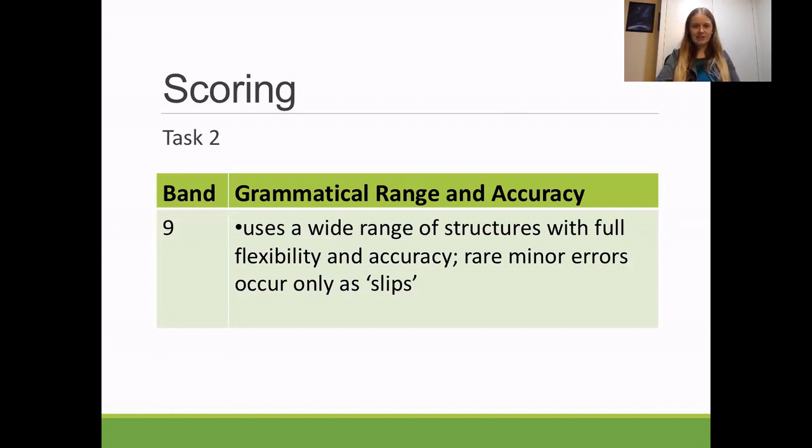So again, this level 9 is very similar to what a native speaker would get. A native speaker can make some mistakes when they're writing, but it would just be a slip. So not a serious mistake. It doesn't mean that I don't understand the word I'm using or I don't understand the grammar that I'm attempting to use, but just a very minor mistake. But I'm using a wide range of grammar for this. It's not just very simple sentences, and it would feel very natural.